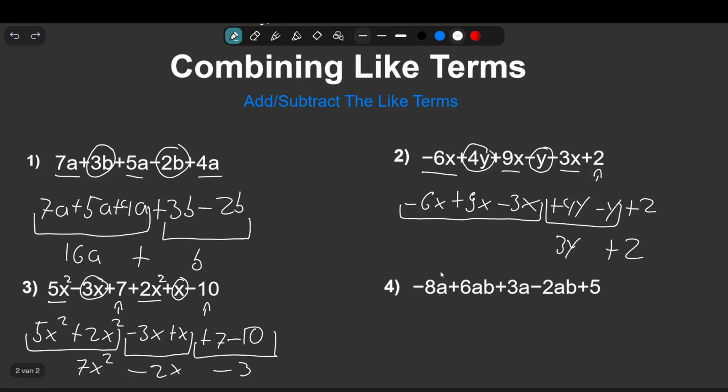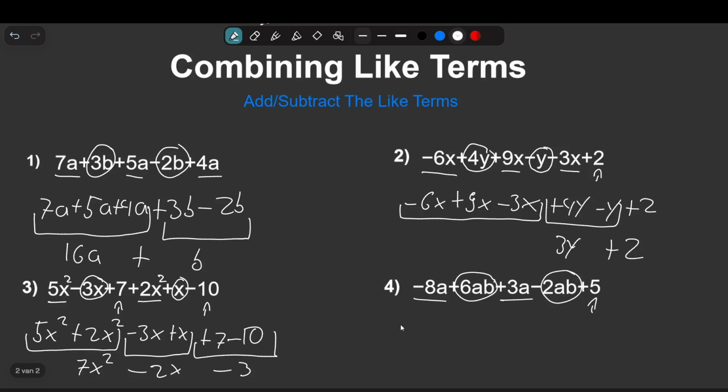So, let's go over to our fourth example. For our fourth example, we have minus 8a plus 6ab plus 3a minus 2ab plus 5. With this one, we have terms which have the variables a and b. This doesn't change anything, just combine like usual. So we're going to group them. We have minus 8a and plus 3a, and these are the first two. And now we're going to go to the ab's. So we have 6ab and minus 2ab. And then for the last one, we have our 5.